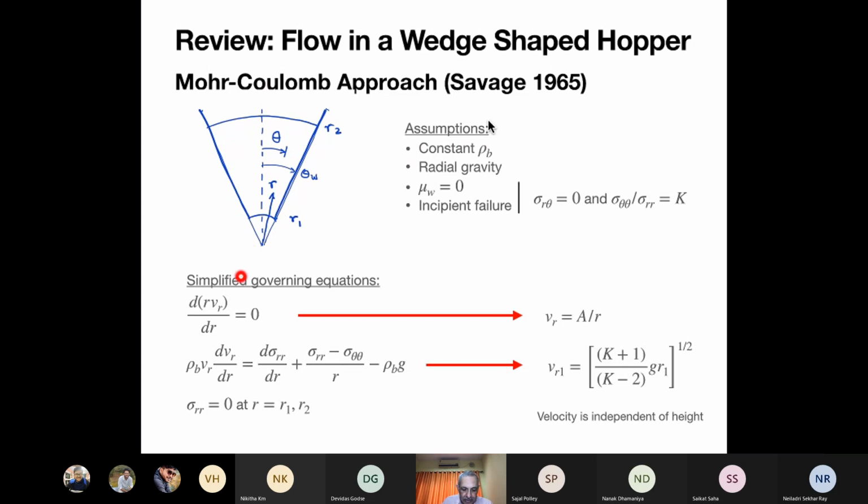Another condition that we assume is that the walls are frictionless, so mu w is 0. And we also assume incipient failure everywhere, so the Mohr-Coulomb condition is satisfied at all points. And because of these two things, you have shear stress is 0. And once shear stress is 0, that means the other 2 components, the normal stresses, are principal normal stresses. And since you had incipient failure, the ratio of these 2 is a constant, and that is K.